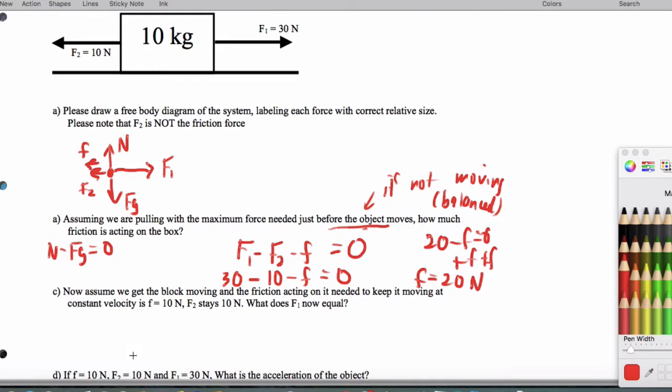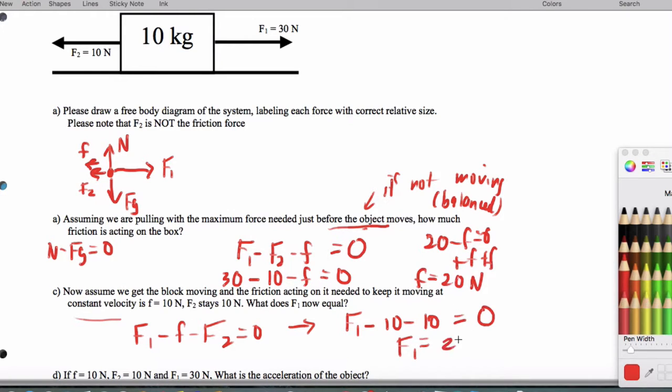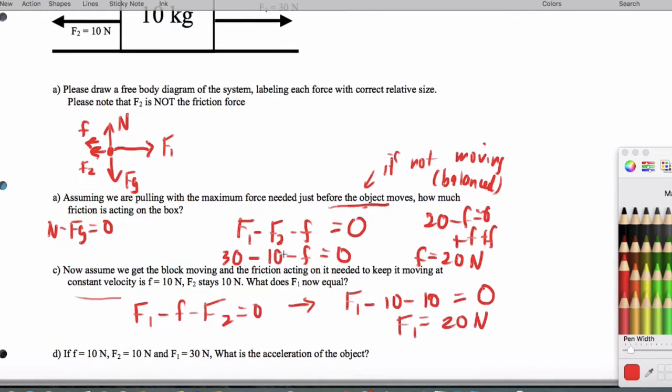Now, we get the box to move at constant velocity, so the forces are still balanced. We want to know what F1 equals now. So using this free body diagram from above, which will actually work again, we have F1 minus F2 equals 0. But now we don't know what F1 is. We need to write F1 minus the friction force of 10 minus F2 staying 10. And so we end up getting balanced forces, and that gives us an F1 of 20 newtons in that case.